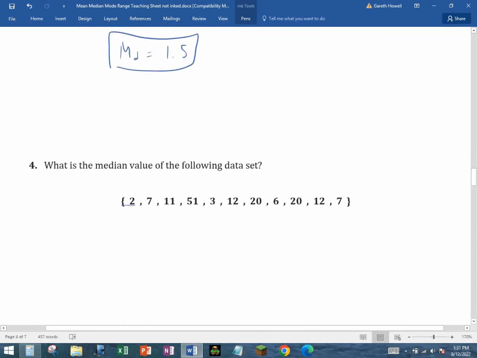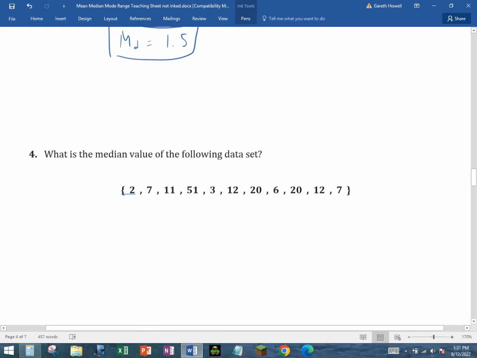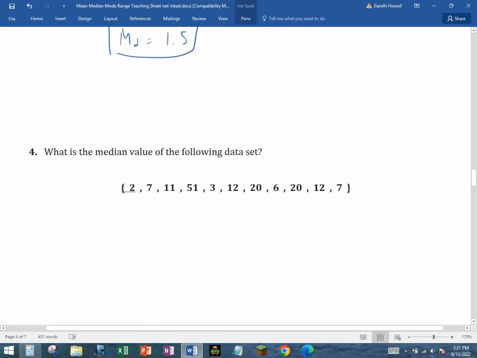Okay, step 4. What is the median value of the following data set? This one's big, and they're not in any order. So now I'm going to show you how to write them in order from smallest to greatest. If I go through these numbers, I can see that 2 is the smallest, so I'm going to write that one first. The next one up would be 3, and there's only one of them, so we write 3.